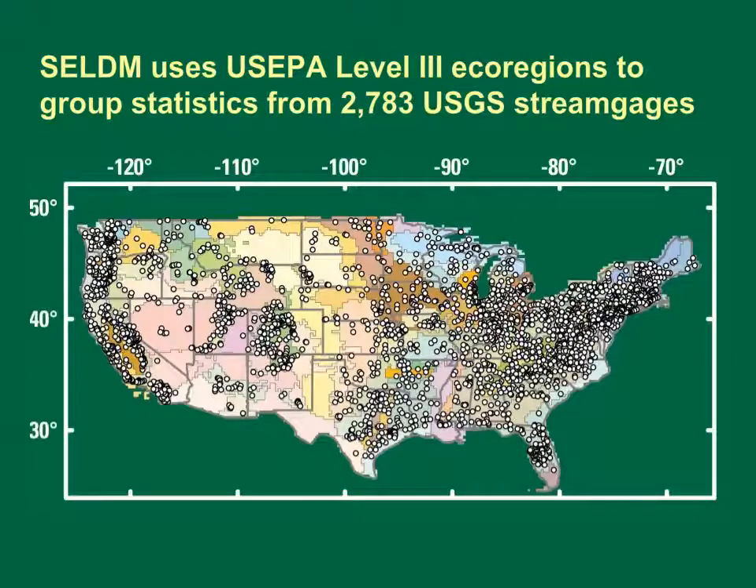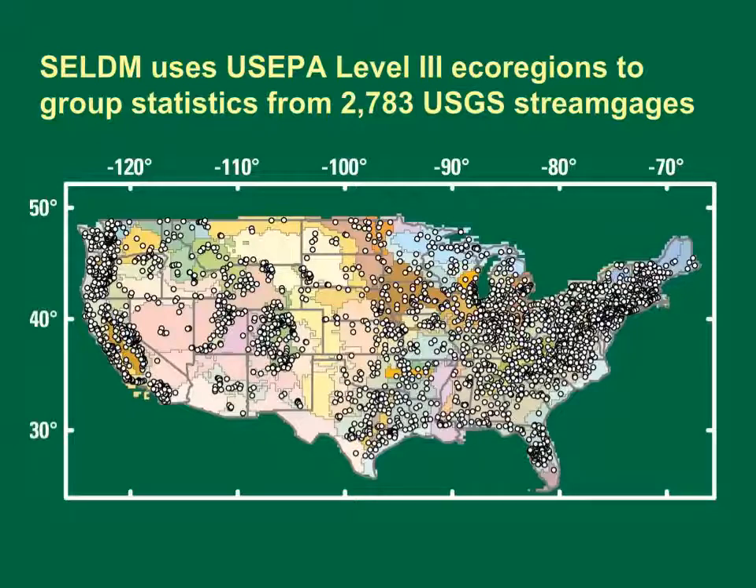SELDM uses EPA Level 3 ecoregions to group statistics from 2,783 USGS stream gauges. This map shows the spatial distribution of the selected stream gauges with respect to the ecoregions, which are shown as colored polygons on the map. Ecoregions are areas with similar precipitation, climate, physiography, and geology. These variables commonly are used to predict flows at ungauged sites. The ecoregions do provide some level of discernment, but there may be large variations in statistics within some ecoregions.